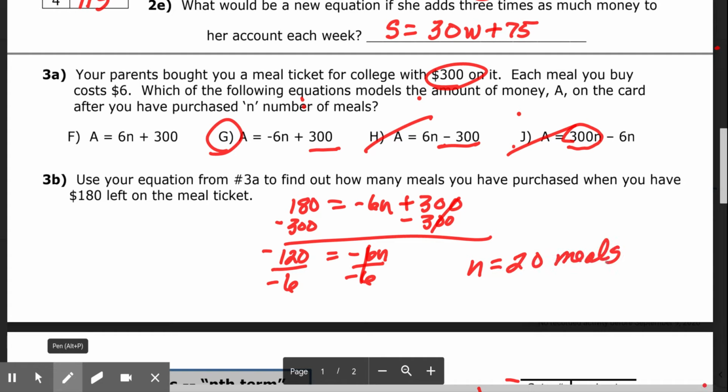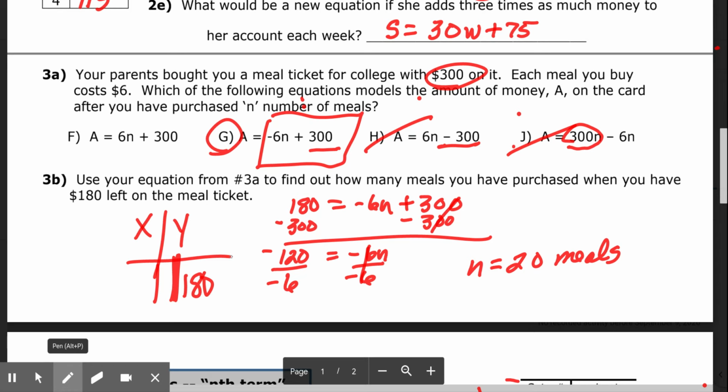Another thing you could do is, of course, put that equation into your calculator, graph it, hit Control T so that you can find your table of values, and you can go down and find out. So you have an x-axis and a y-axis. So you would scroll along the y-axis until you see 180, and then that would be 20 right there.